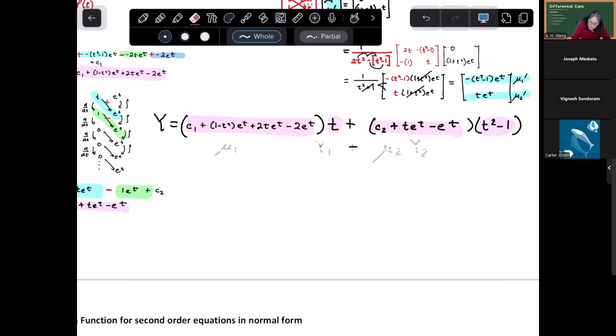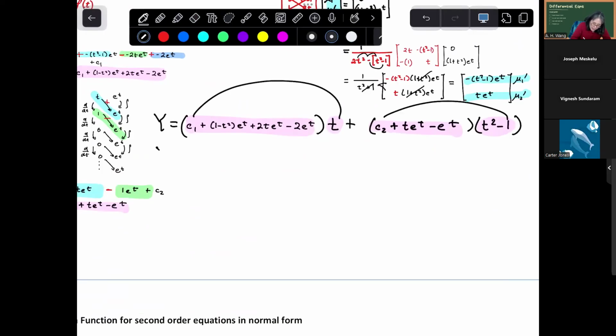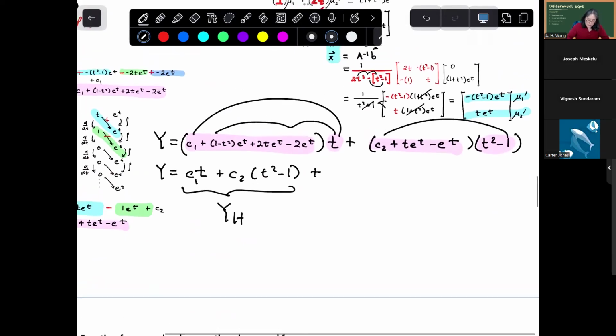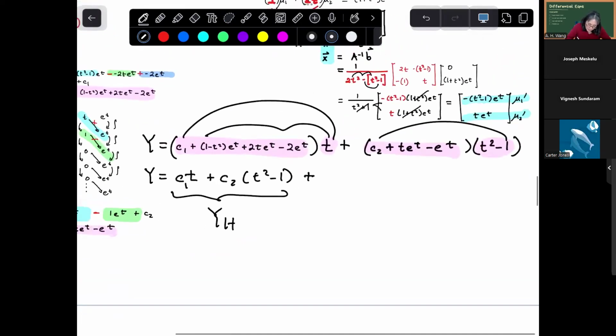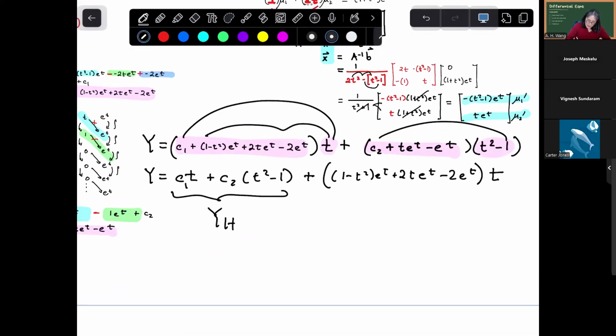So after cleaning it all up, notice that when you distribute here and here, that part is the solution of the associated homogeneous, right? So this is going to be YH. And then if the C1, C2 were 0, then everything else is going to be the particular. So I'm going to write it out: 1 minus t squared e to the t plus 2t e to the t minus 2 e to the t. This whole thing times t.